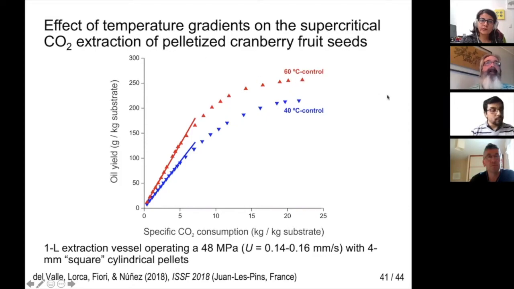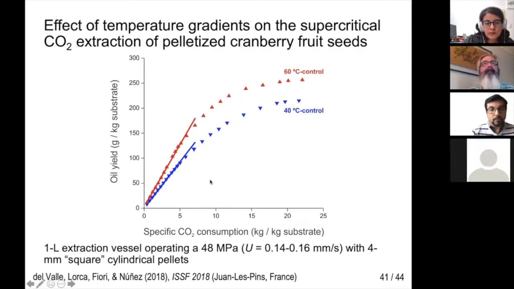To study the effect of temperature gradients on supercritical CO2 extraction of vegetable oil from prepressed cranberry seeds, we performed isothermal experiments. In these experiments, the initial slope of the oil yield versus specific CO2 consumption corresponded to the thermodynamic solubility of the oil in CO2 at 40 degrees Celsius and 480 bar in blue, or 60 degrees Celsius and 480 bar in red.